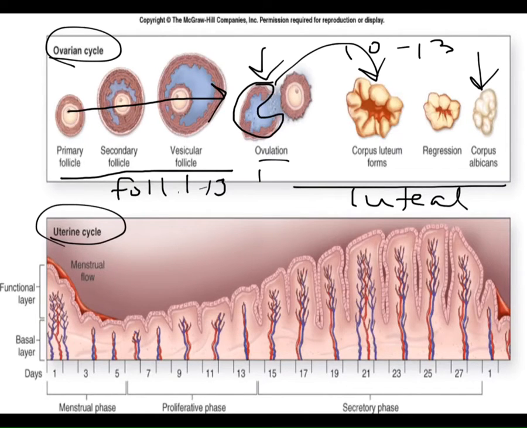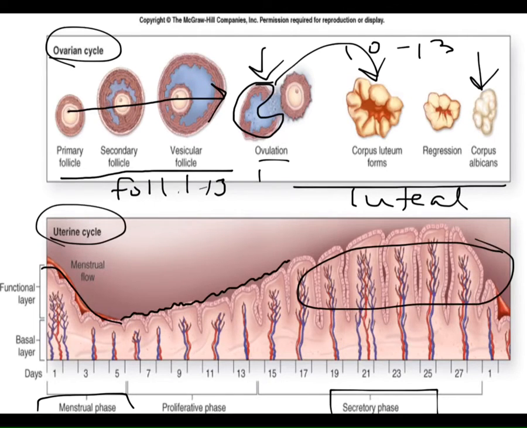So that's what's happening in the ovary. What's happening in the uterus? Well, the first 5 days, menstrual flow. Then a proliferative phase, and we're building the endometrium back up. That's till about day 14. And then the rest of it's called the secretory phase. This is when the endometrium becomes more vascular. In other words, more blood supply is going to the endometrium.